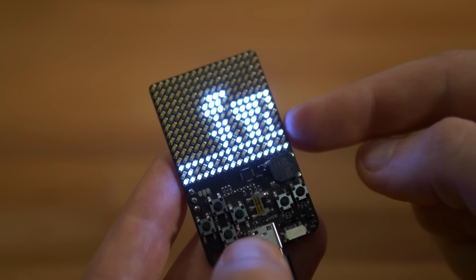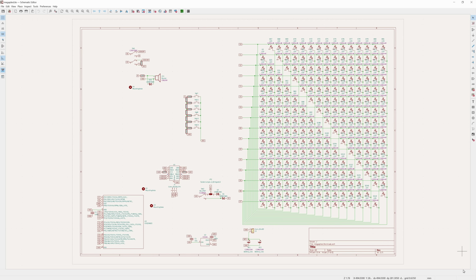But let's take a look at the circuit. So this is the schematic. There is not much going on except for the huge charlieplexing matrix here. Down in the corner, this is the microcontroller. Then we have the voltage regulator. And this is just the USB port here.